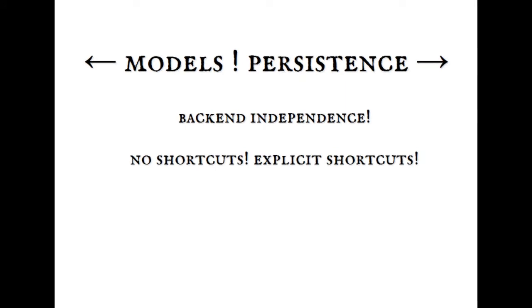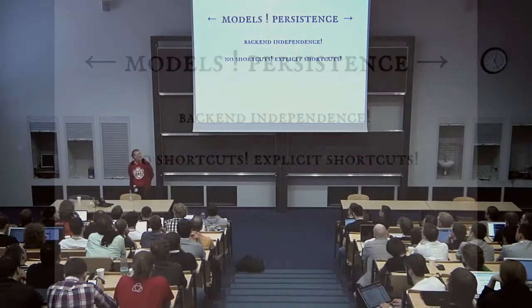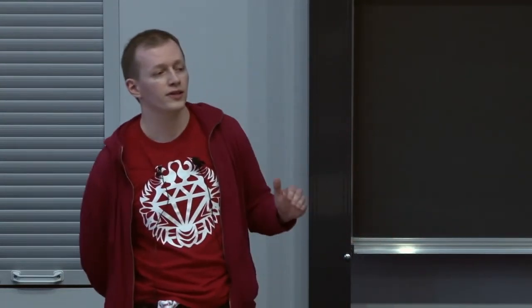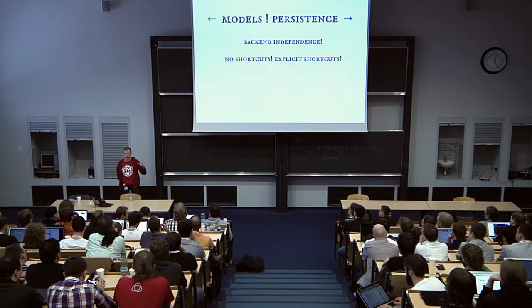No shortcuts, explicit shortcuts. If you go with persisting right off the bat, you sometimes take shortcuts that basically say, oh, I know this database that I'm using supports this, so I'm just going to use it implicitly. And then when you try to switch a database engine, suddenly you figure out that there was a shortcut you were abusing that you didn't explicitly have in your system.